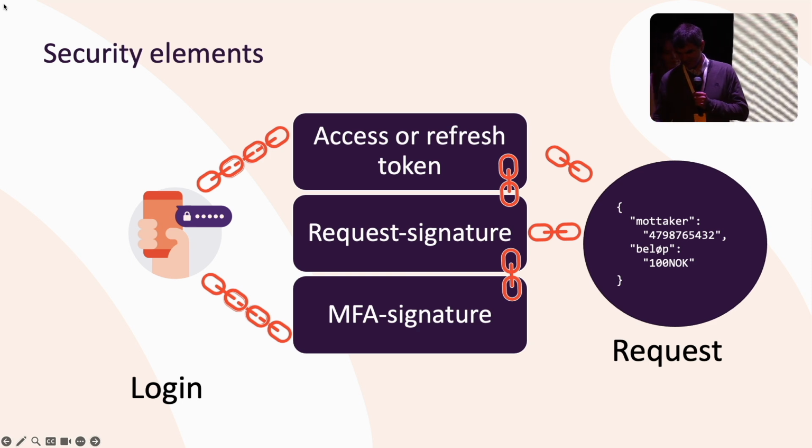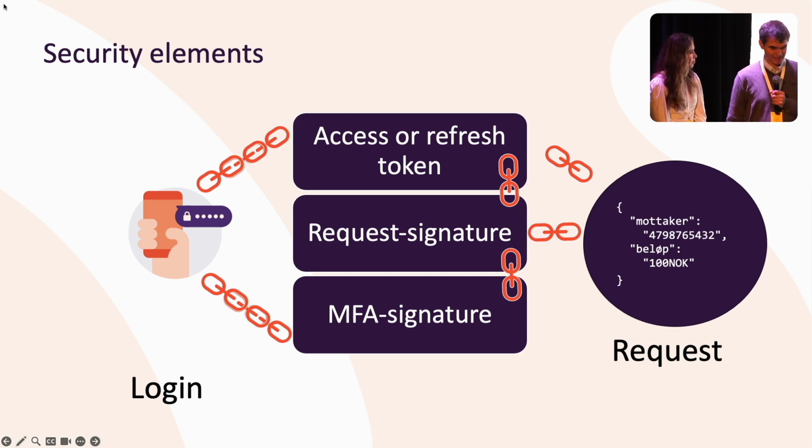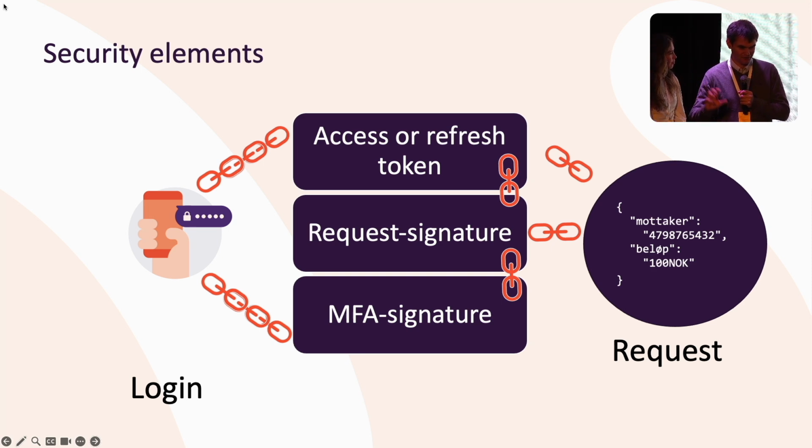So we have the request signature that is locking the request, so that you can't modify the request and reuse it on a different signature. The access token also contains a reference to the key that is stored in the app. You have this MFA signature, and it's used to prove that whoever can make this signature correctly was the one that actually did the login sequence.